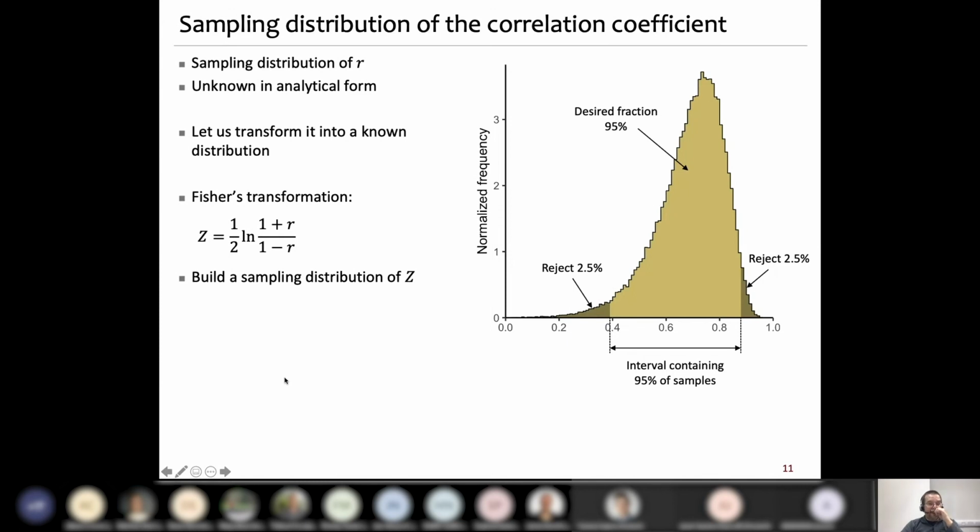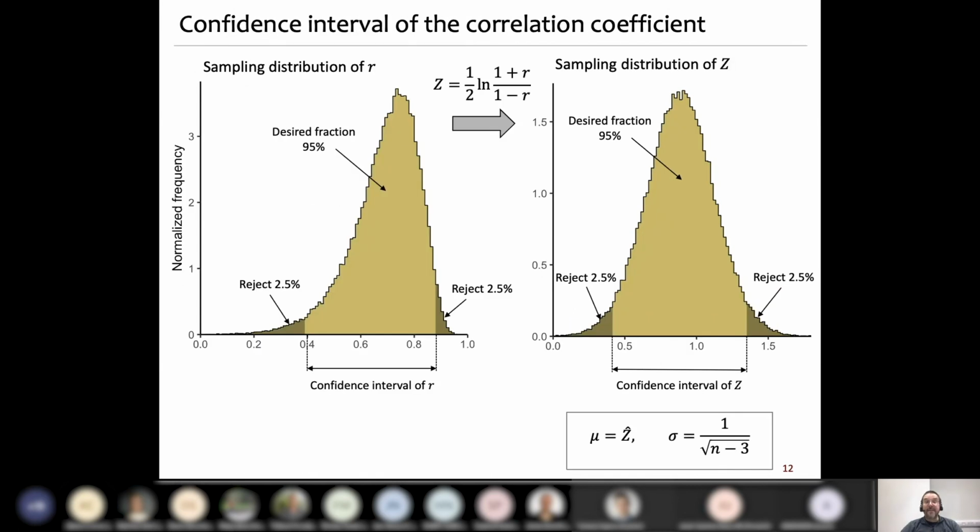However, there is a very convenient transformation. It's called Fisher's transformation, which looks like this. You take a natural logarithm of 1 plus correlation coefficient divided by 1 minus r, half of this, you get a new variable, a transformed variable z. And we can build a sampling distribution of z. We did exactly the same when we calculated the sampling distribution and confidence interval for the mean. We took the unknown distribution, we transformed it to something else, which is known, and then we did our calculations.